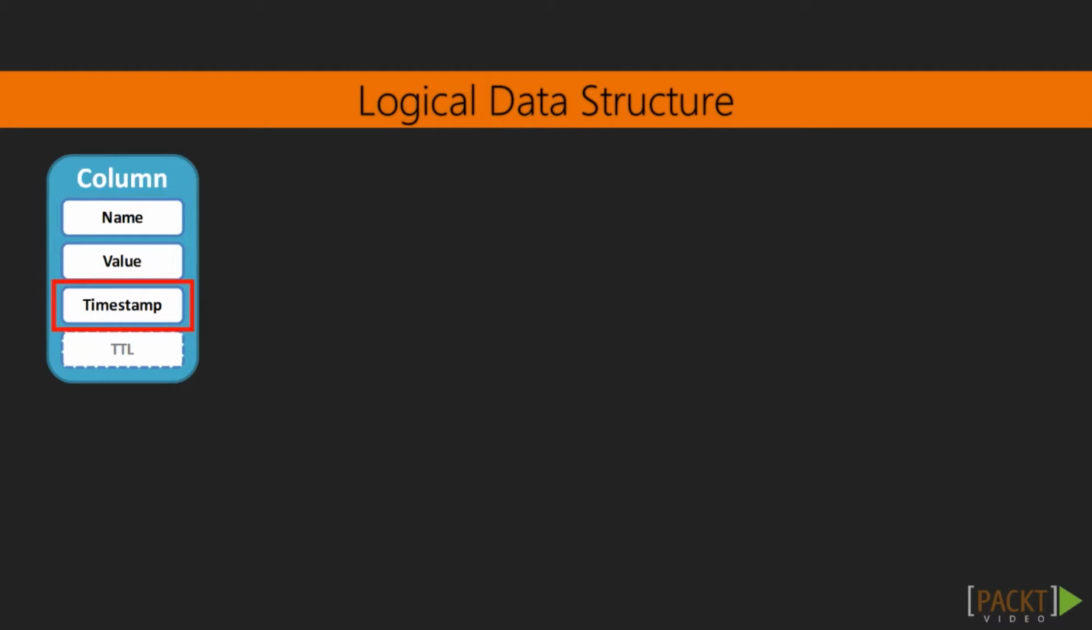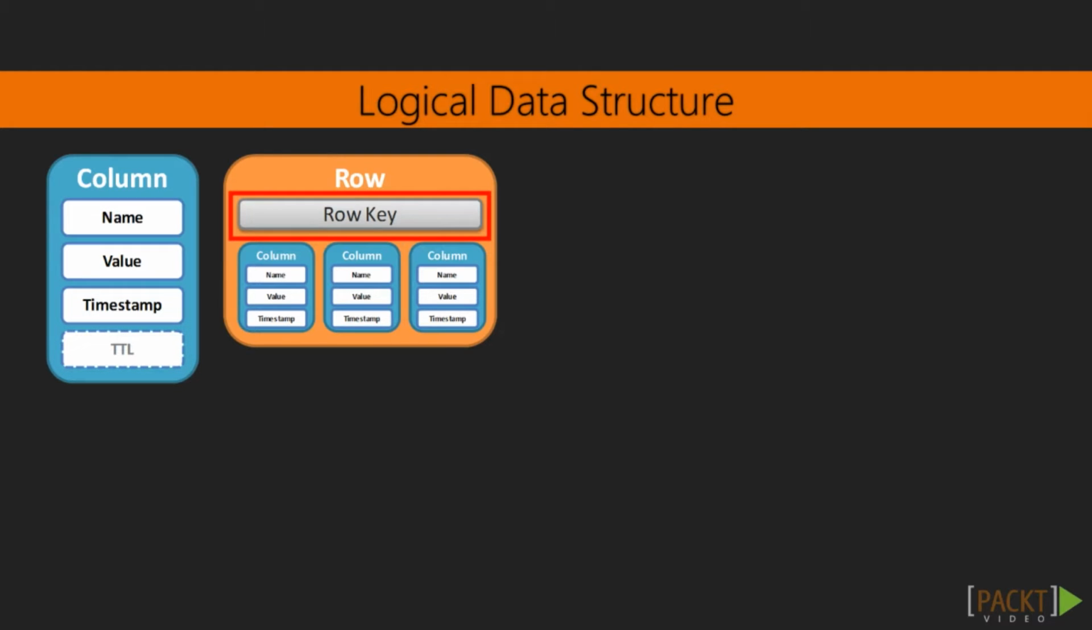Each column also has a timestamp supplied by the client application, but it can be ignored during data modeling. It's used to resolve transaction conflicts. Time to live is used to mark the column deleted after expiration.